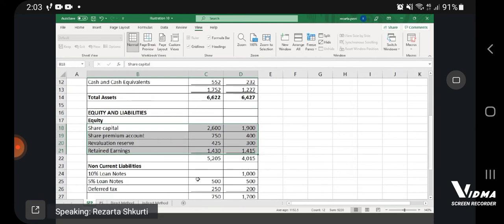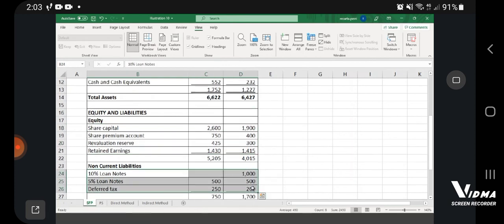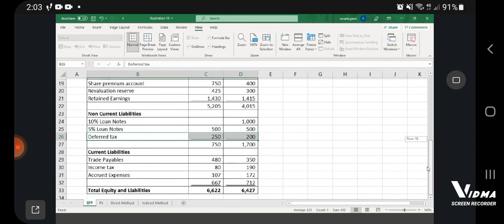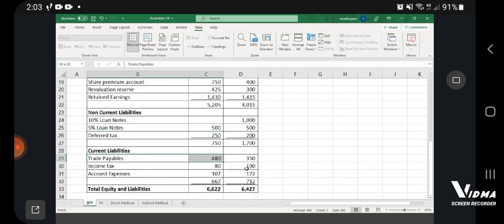Non-current liabilities as well will have an impact, most probably in the cash flows from financing, except for deferred taxes. Remember that IAS 7 requires the deferred taxation as well as payable taxes to be included under the cash flows from operating activities. Then we have current liabilities: trade payables, income taxes, accrued expenses. Most likely they will be part of the cash flows from operating activities.